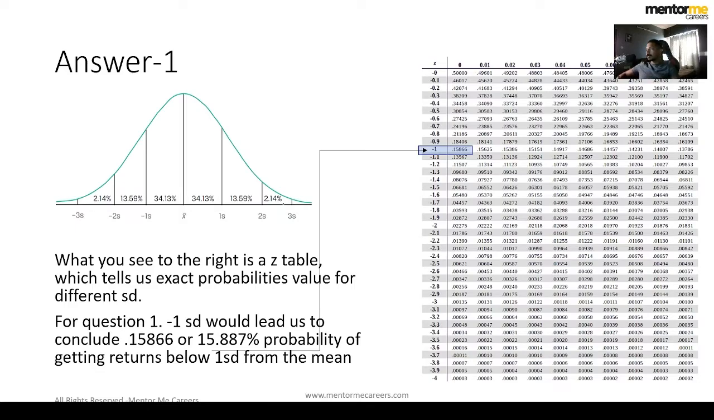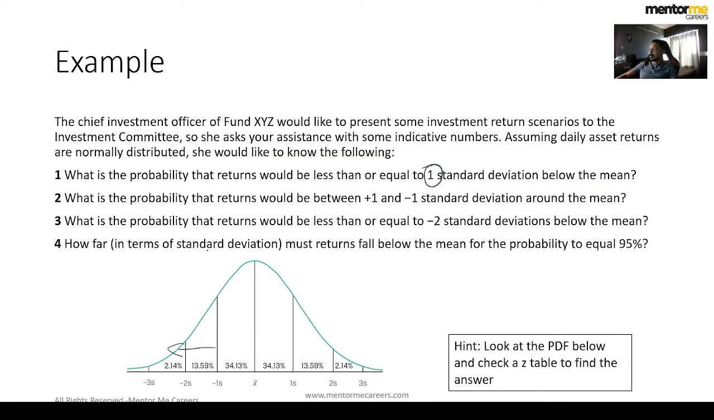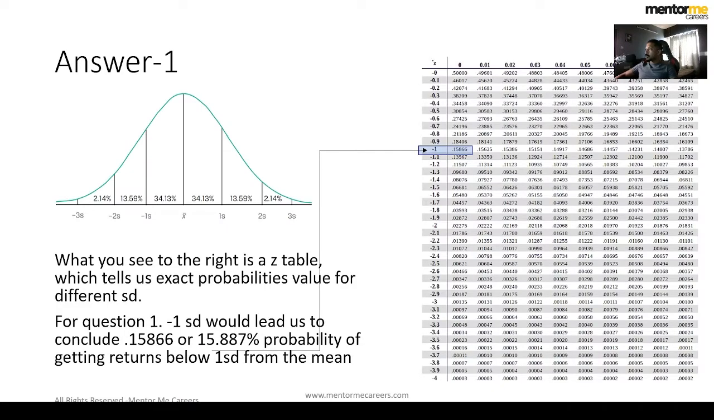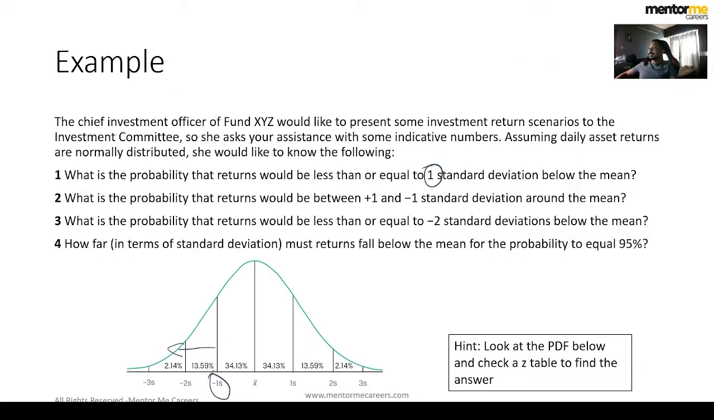So it's cumulative. If you're looking at 1 standard deviation below the mean, that means we are looking at -1, right? If you go to a z table, considering that it is exactly -1, if it was 1.01 then we would look at a different section, but since it's exactly -1, we are looking at here and here. Which means 15.86% probability that the returns will be below 1 standard deviation of the mean. First question. Second question is between plus and minus 1.